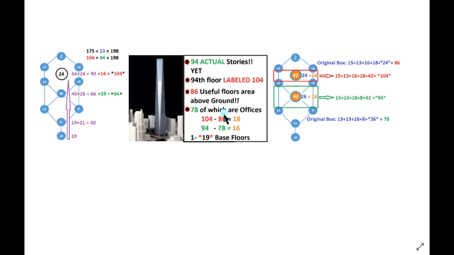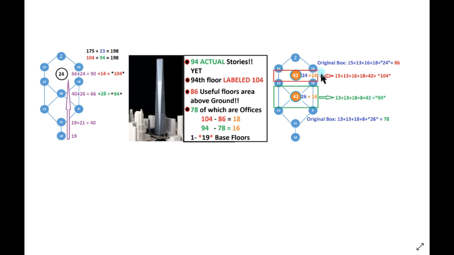In which sense? The box in here equates to 86, and the box in here equates to what? 78. And from this box, the 78, of which are offices, you will get the 94 actual floors, and from the other box, which is 86, the useful floor areas above ground, you will get the 104, the announced official floor number in One World Trade Center, which is actually false. It is 94, but it's as tall as 104. And you will understand why all of that.